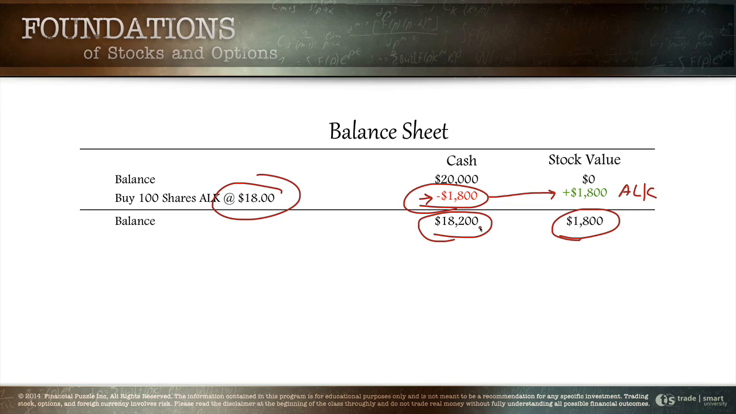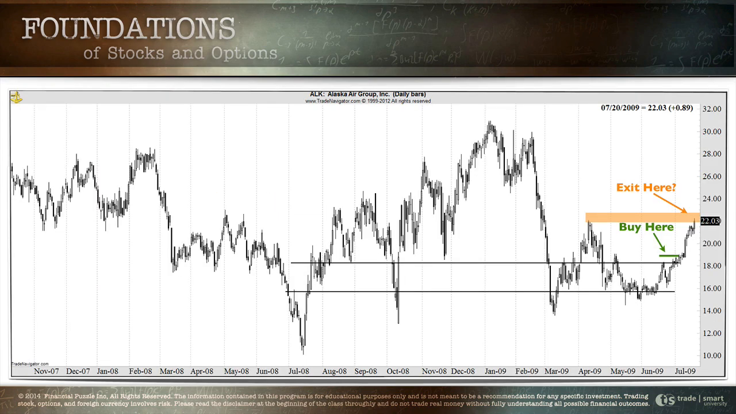So if you're looking in your balance sheet for your overall account, your cash or available cash to invest will have gone down, but your account positions will go up. All right, now let's watch what happens as the trade moves forward.